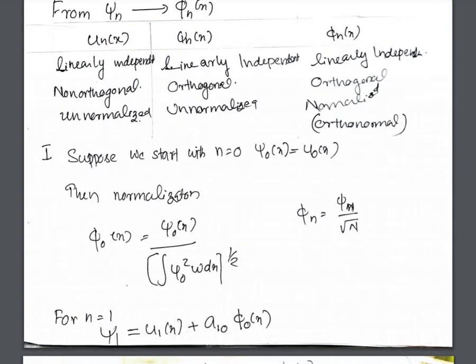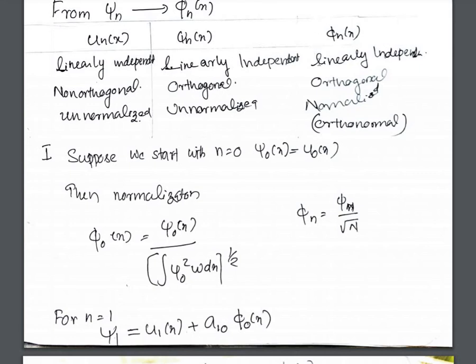So here we can write this as a table that is given in your textbook. So what is un of x? They are linearly independent, non-orthogonal, unnormalized functions. So what is psi n of x? They are linearly independent, orthogonal and unnormalized set of functions. And what is phi n of x? They are linearly independent, orthogonal and normalized set, orthonormals.